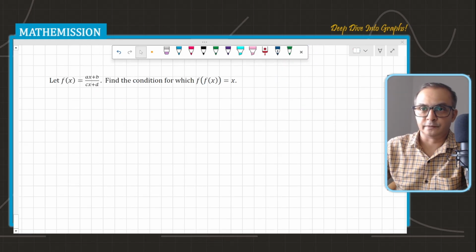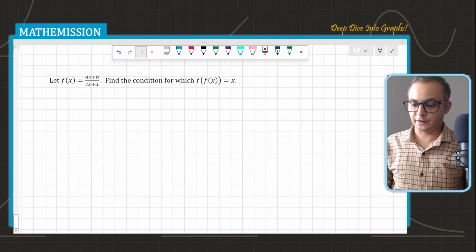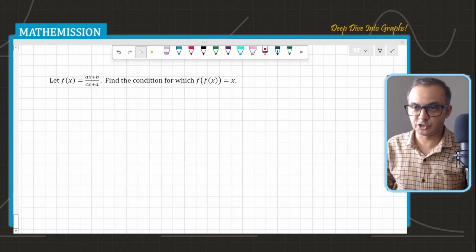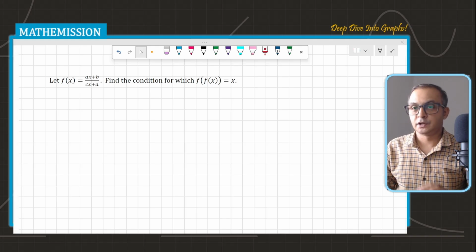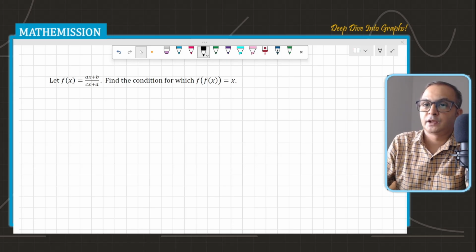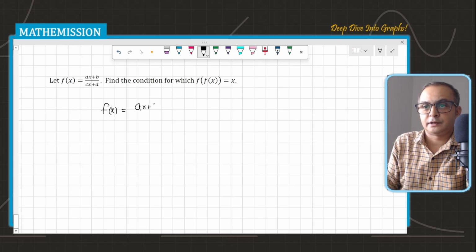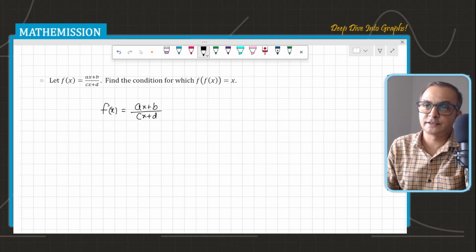Now we do this question. This question I think you have encountered many times if you're doing the function and its inverse. So the question is, f(x) is ax plus b divided by cx plus d, and f of f(x) is equal to x. For this, what is the condition on a, b, c, d? Find the condition for which f of f(x) is equal to x.